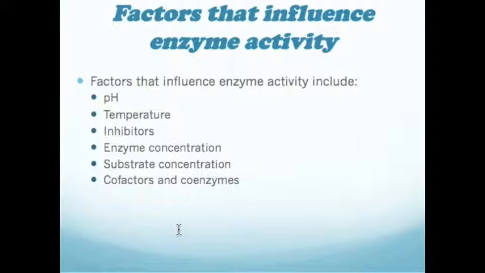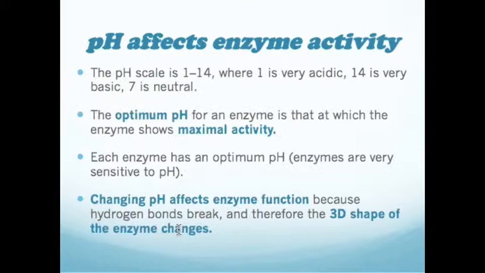So, factors that affect or influence enzyme activity include pH, temperature, inhibitors, enzyme concentration, substrate concentration, cofactors, and coenzymes. pH affects enzyme activity at either end of the scale. The optimum pH for an enzyme is the pH at which the enzyme shows maximal activity. Both basic and acidic conditions can impact an enzyme that occurs optimally at a pH of 7, which is neutral. Changing pH affects enzyme function because it breaks hydrogen bonds.